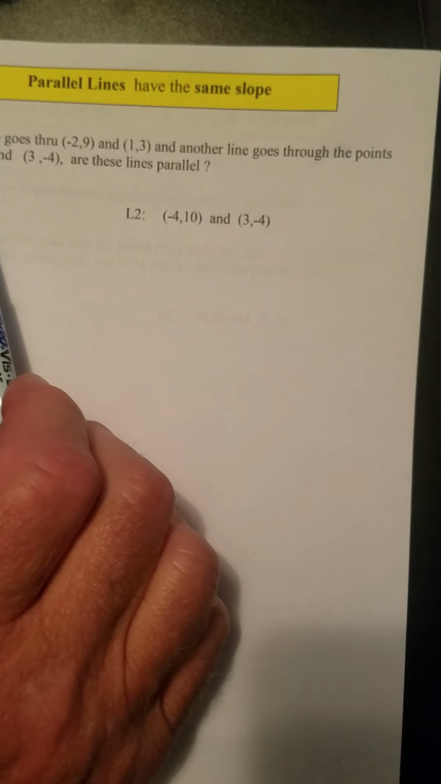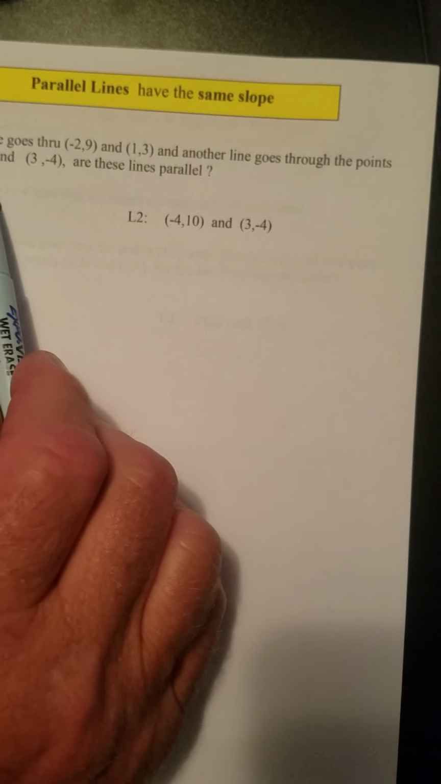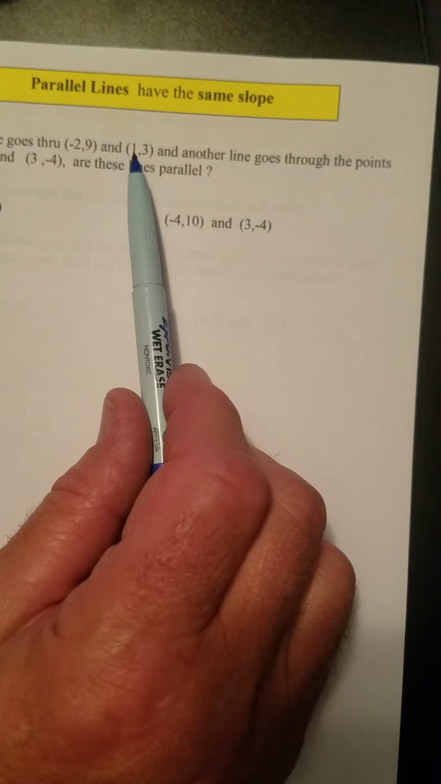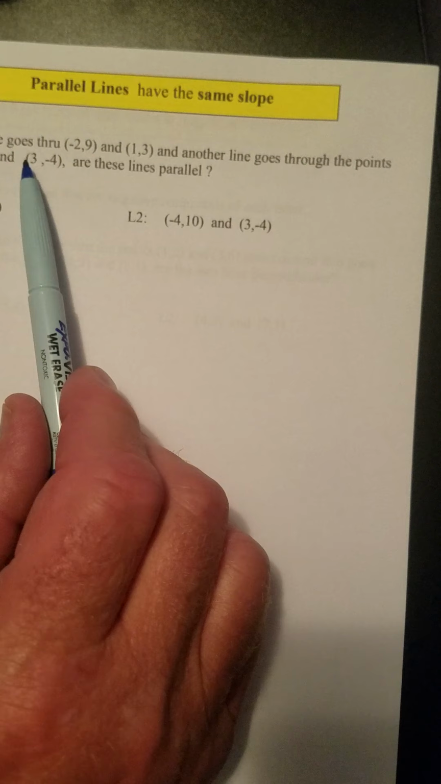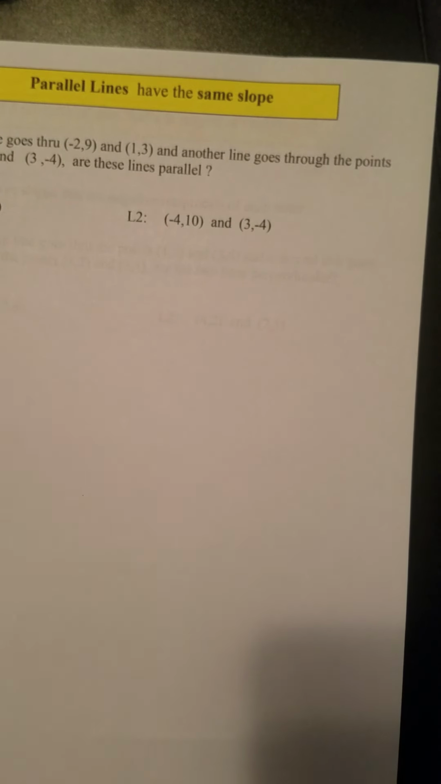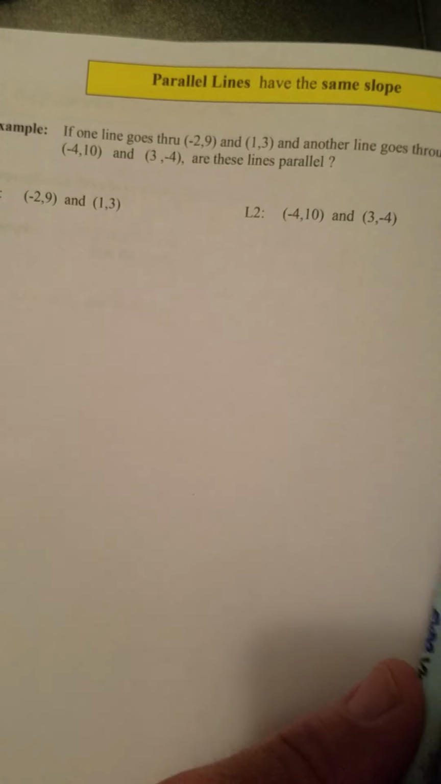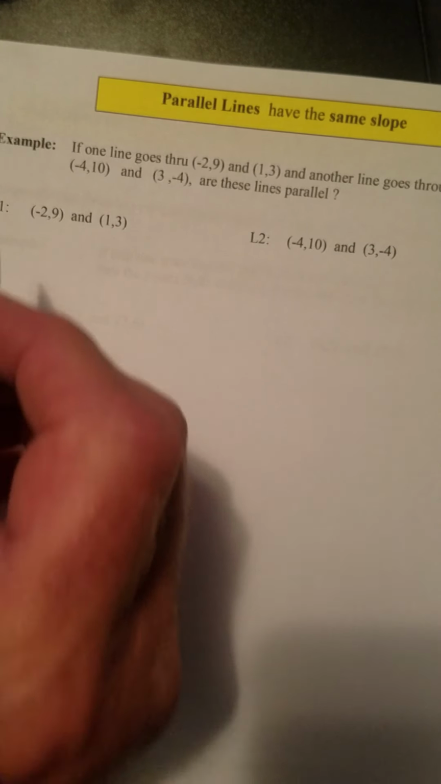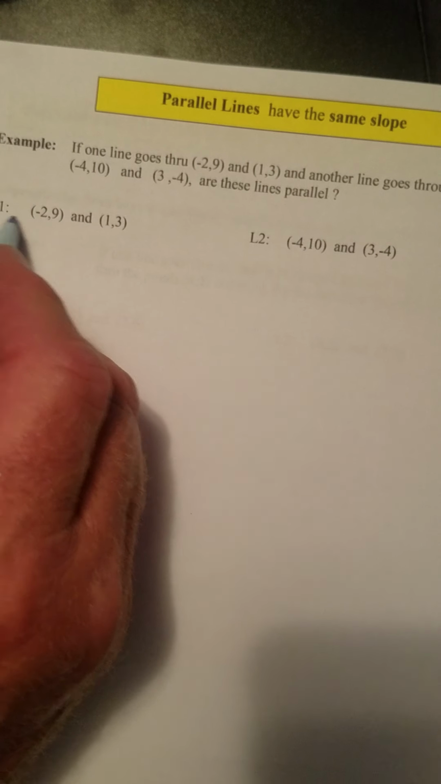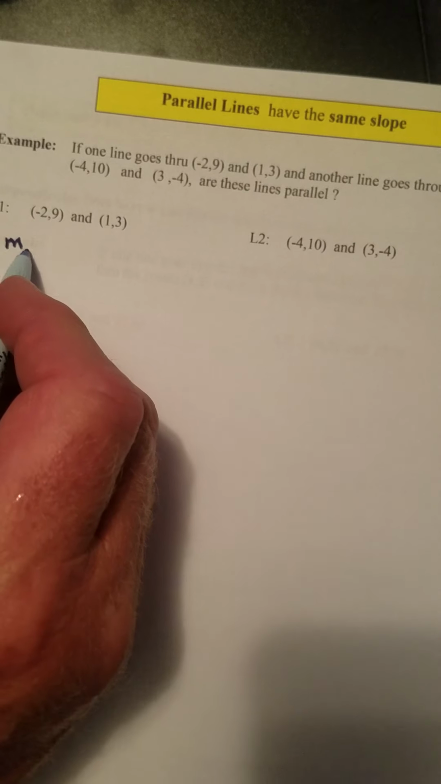So let's say, in this example, I have one line that goes through the points -2, 9 and 1, 3. And the other line goes through the points -4, 10 and 3, -4. The question is, are the lines parallel? So just imagine you've got L1 over here and L2 over there. L1 has these points on it. What we want to do is find the slope of that line.